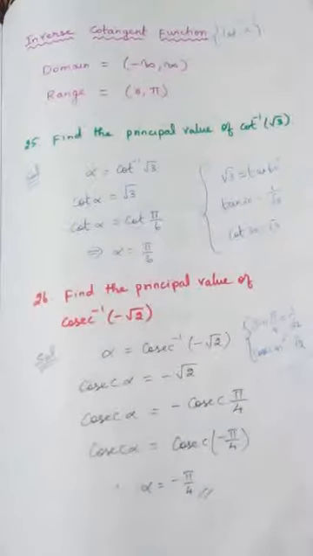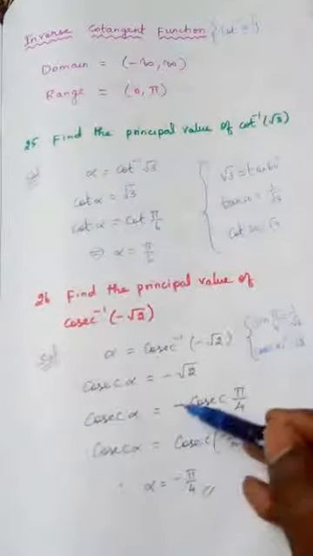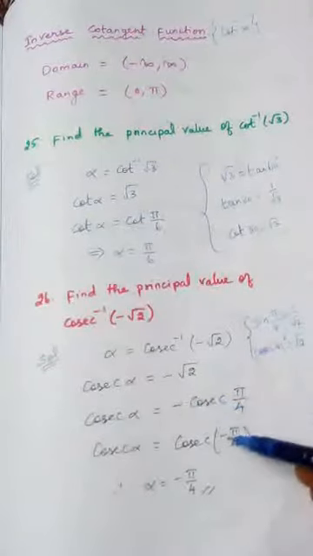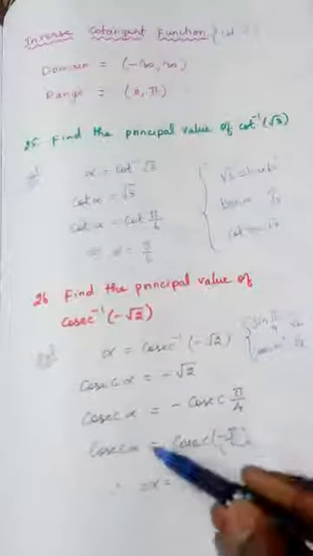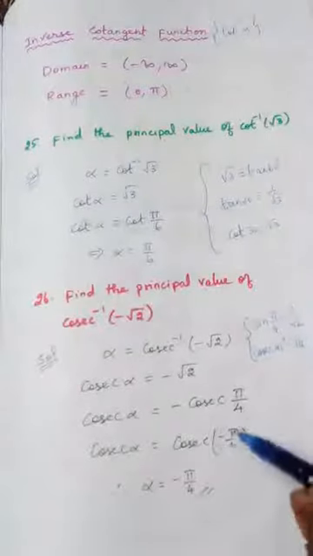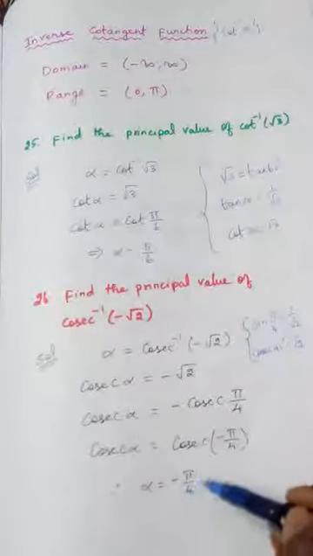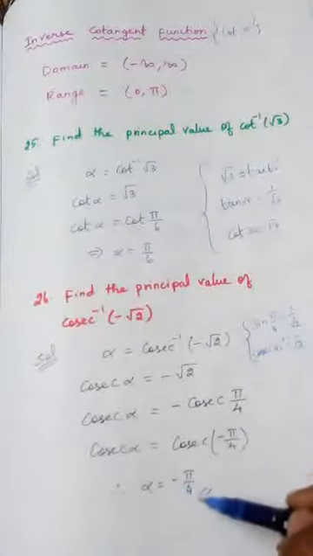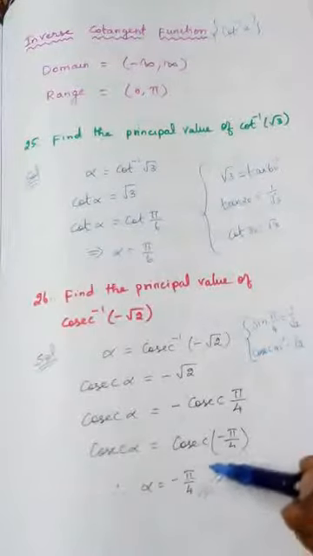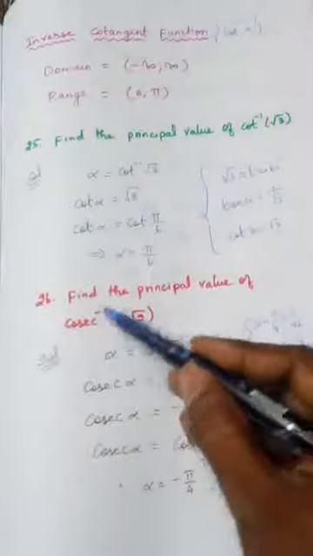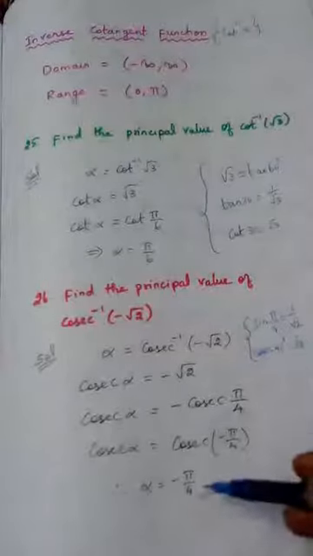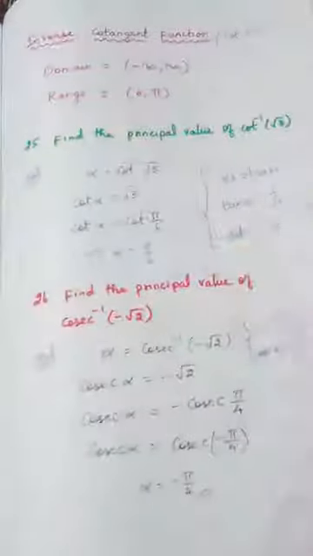Now since sine and cosecant, this property holds, this minus sign can be taken to the angle. So minus sign is taken to the angle. Now comparing these two, alpha is equal to minus pi by 4. So this is the principal value again. Minus pi by 4 is the principal value because it lies within the range of cosecant inverse function. So this is called principal value for this function.